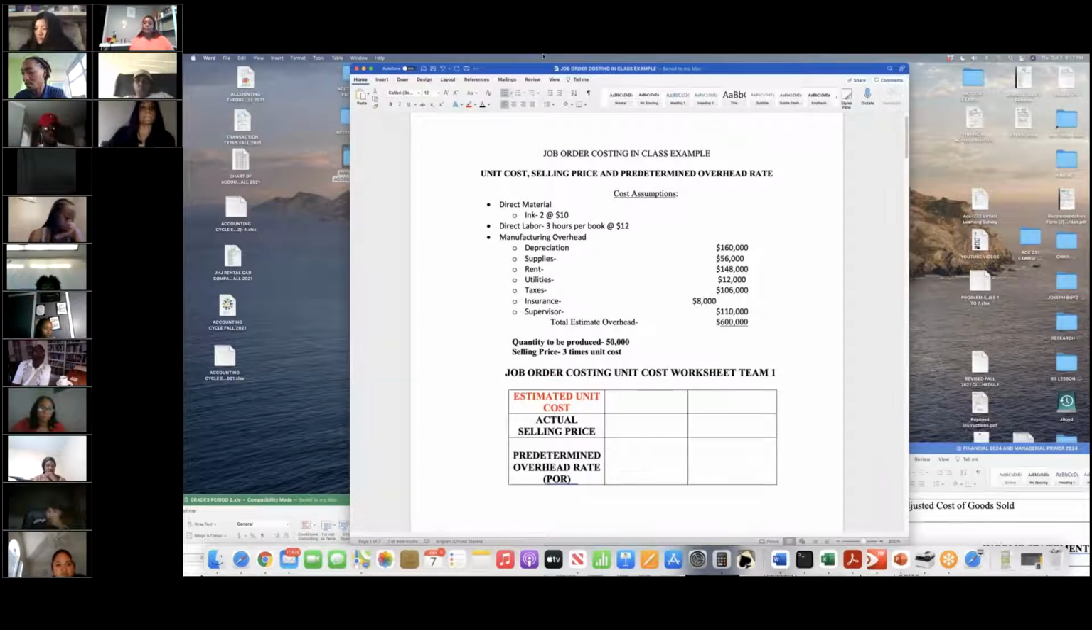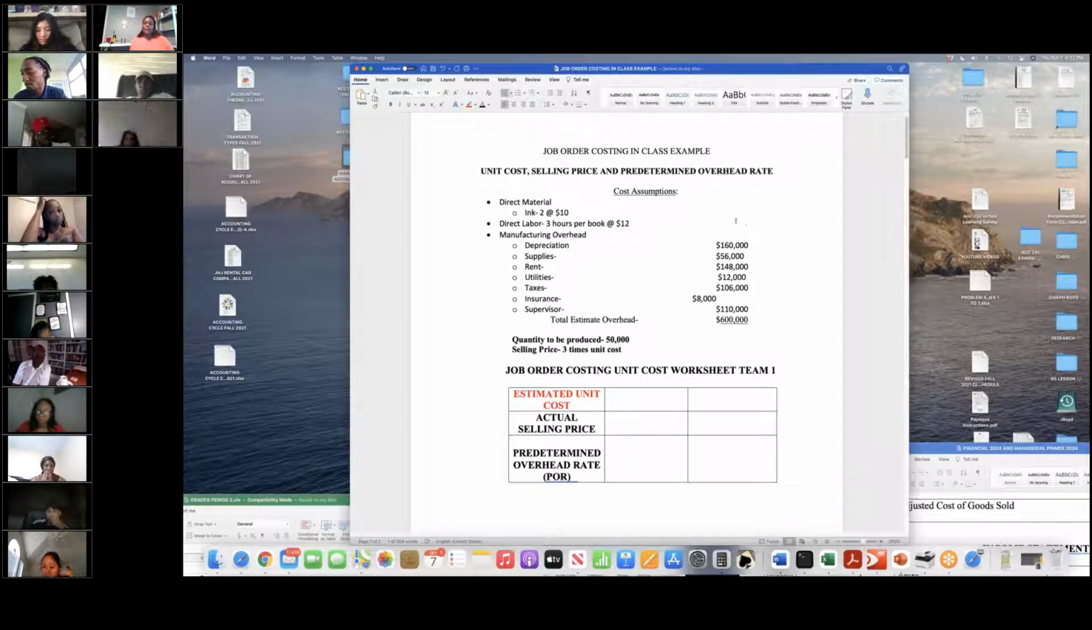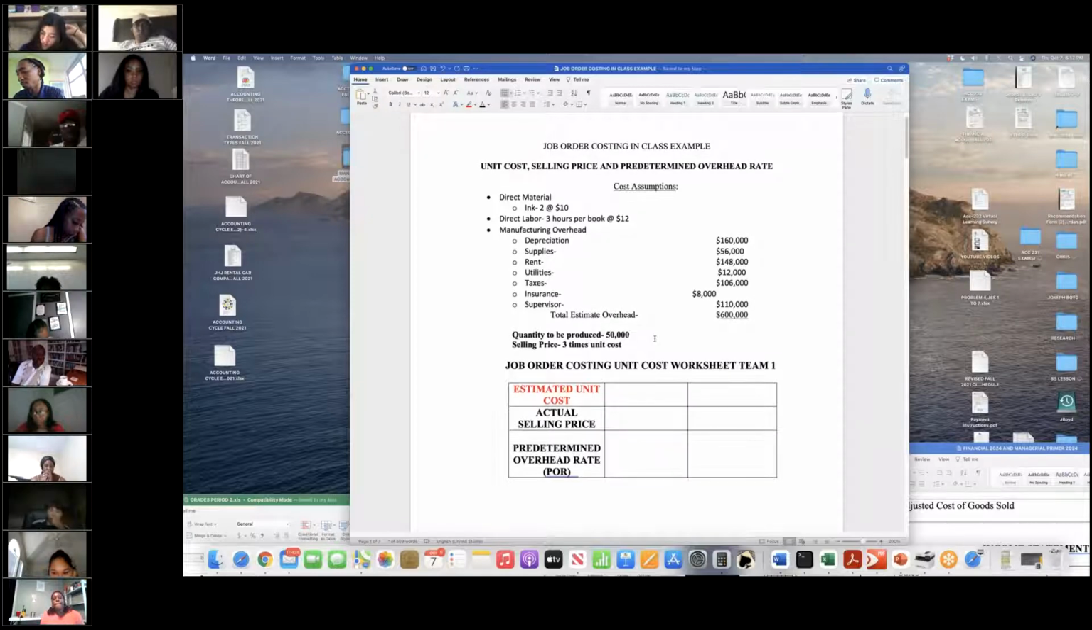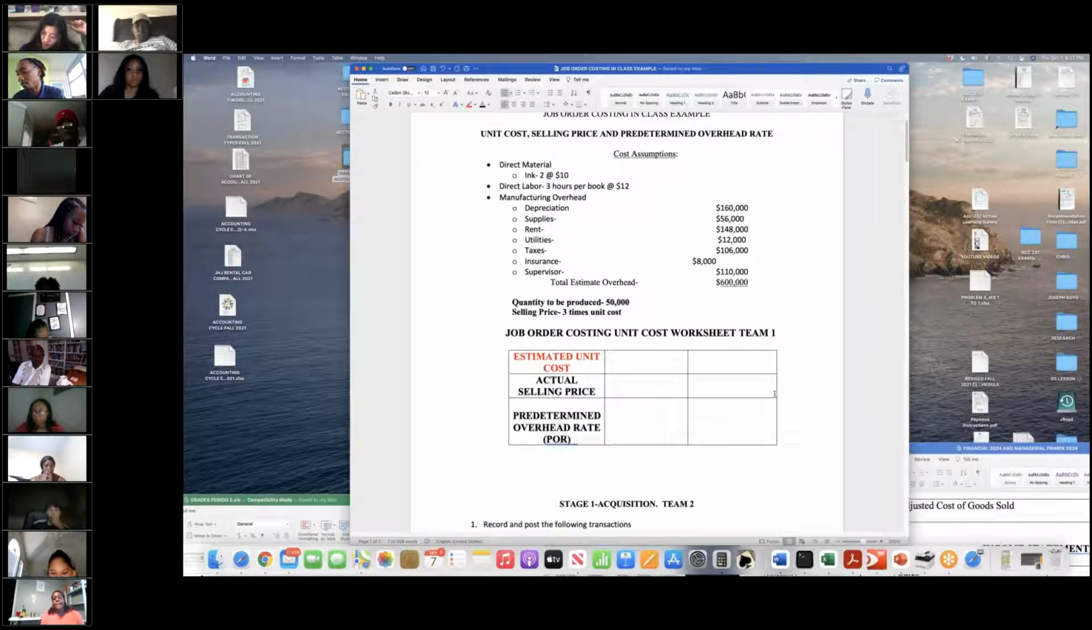So we're on this in-class problem where I had a simple problem with one raw material, ink, 2 at 10, direct labor, 3 hours per book at 12. Our overhead cost was estimated at 600,000. We're producing 50,000 and the selling price was 3 times the unit cost. So did we come up with an estimated unit cost for this?